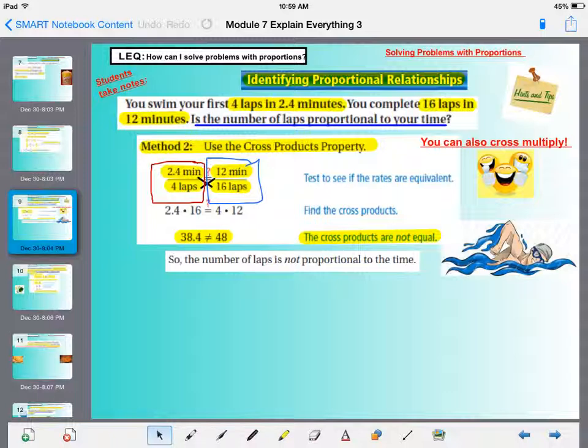So what we can do is cross multiply. We can multiply 16 times 2.4, and that'll get us 38.4. And then we can cross multiply 4 laps times 12 minutes, and that'll get us 48. Since these are not equal, the cross products are not equivalent, therefore the number of laps is not proportional.